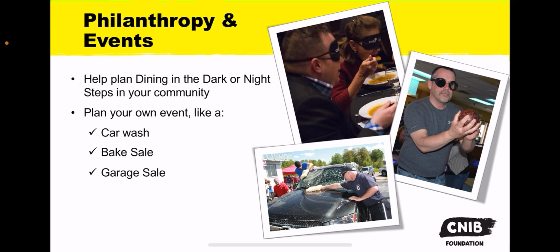Philanthropy and events. You could join our community action team. Or, if you want to support CNIB and make a difference for people with vision loss, holding a fundraiser is a great way to do it and have some fun at the same time. Potential events you could include: organizing a car wash, bake sale, or garage sale with proceeds to CNIB, signing up for our Night Steps event.